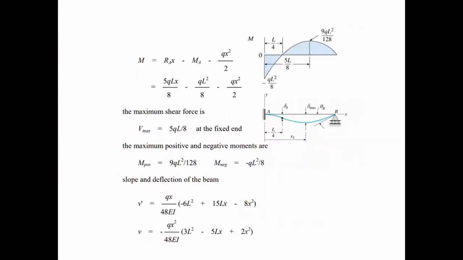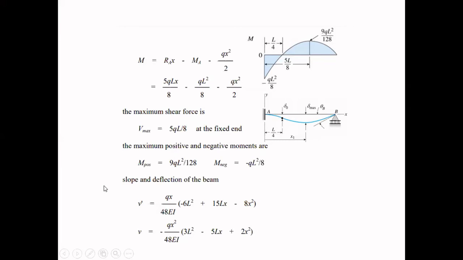So in this way, we'll now calculate the slope and deflection of this beam. V dash is equal to this equation, which gives the slope equation, and by integrating it again, this will give the deflection equation.